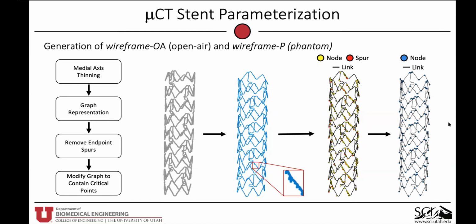So what I mean by that, on the right here, you see we've identified essentially nodes and links. The links represent the long axes of these stent struts, whereas the nodes are areas like, think of it as hinge points where that stent can deform based on the deformation of those links.